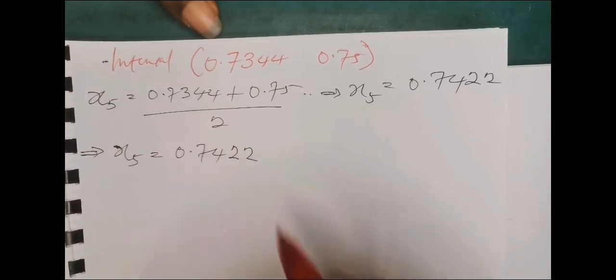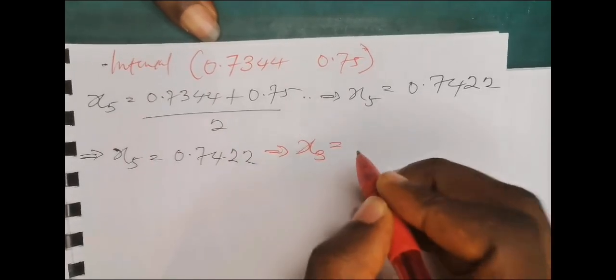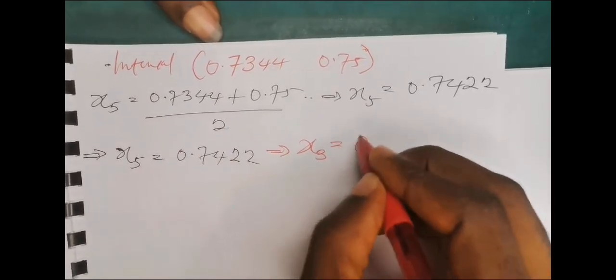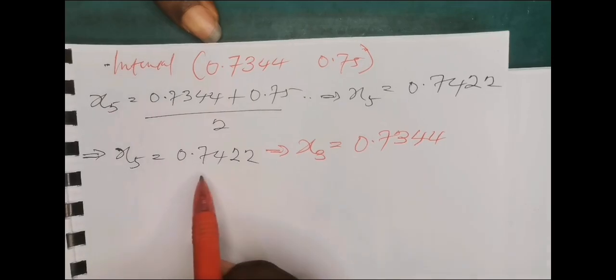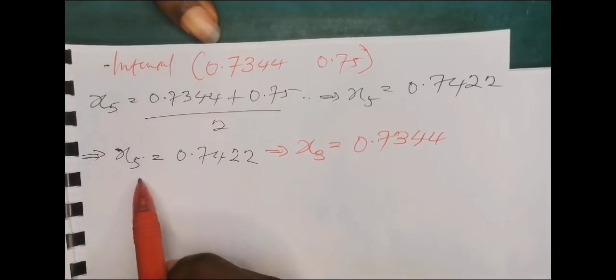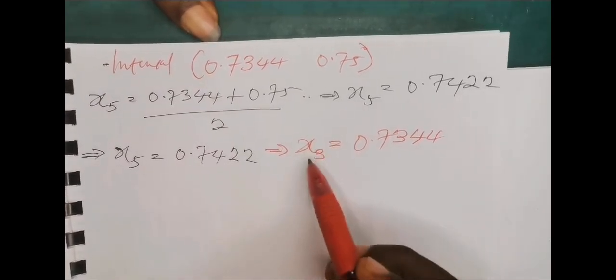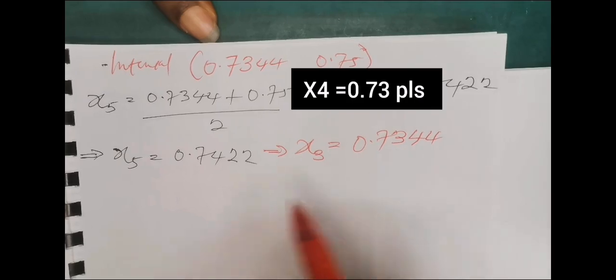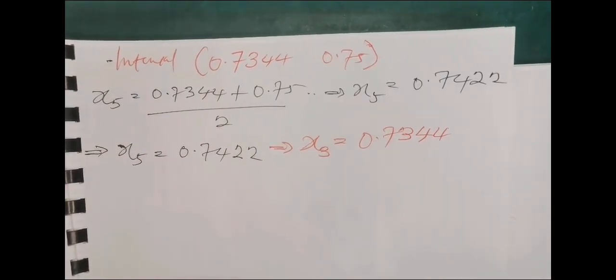And let's check the previous value for s3. We had s3 to be 0.7344. Upon comparison, correct to 2 decimal places, this root s5 is 0.74, while s3 is 0.73, which means they are yet to converge. So we continue with our iteration.